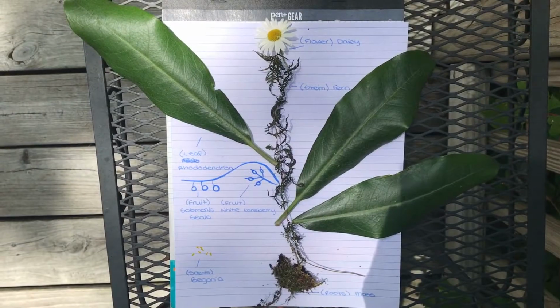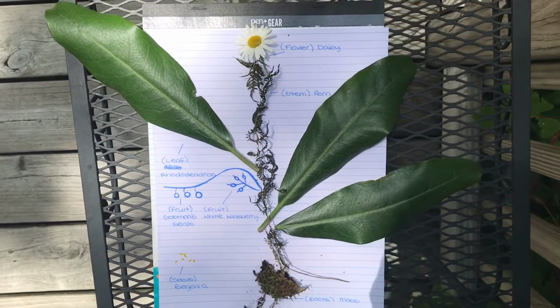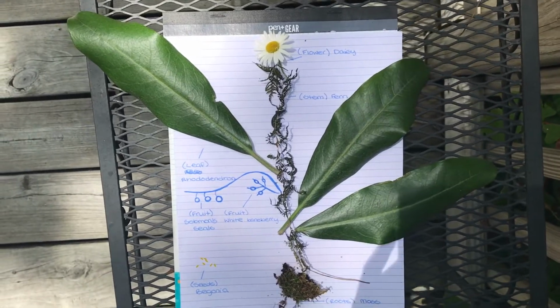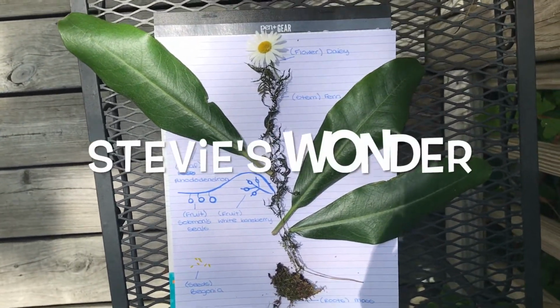Now the last thing I have to do is name my plant. And since my dog's name is Stevie, I think I'm going to call this plant Stevie's Wonder.